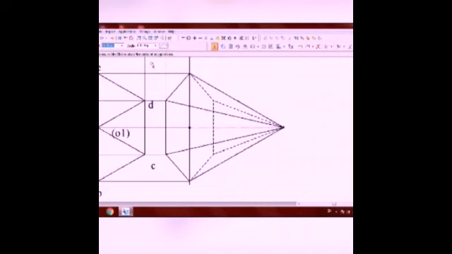After this, you can just take text and add all the texts, that is the base points A, B, C, D, E, and also the apex.